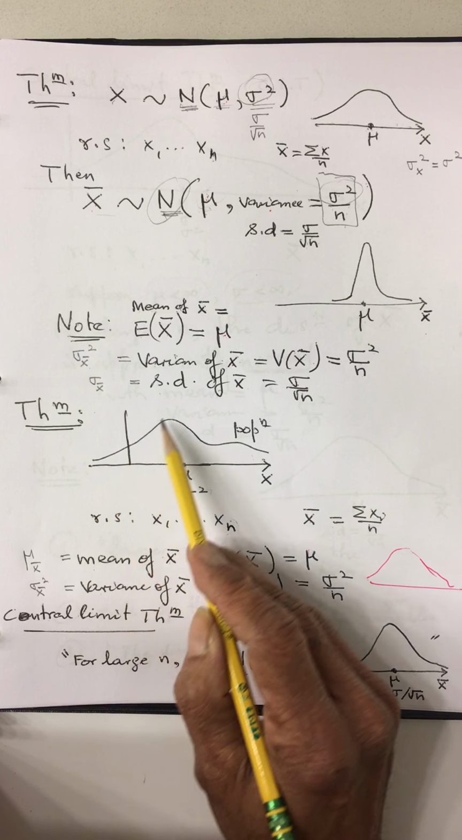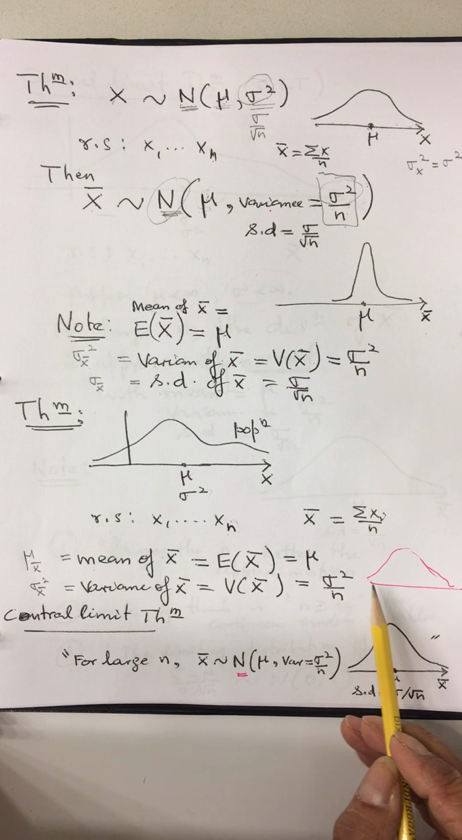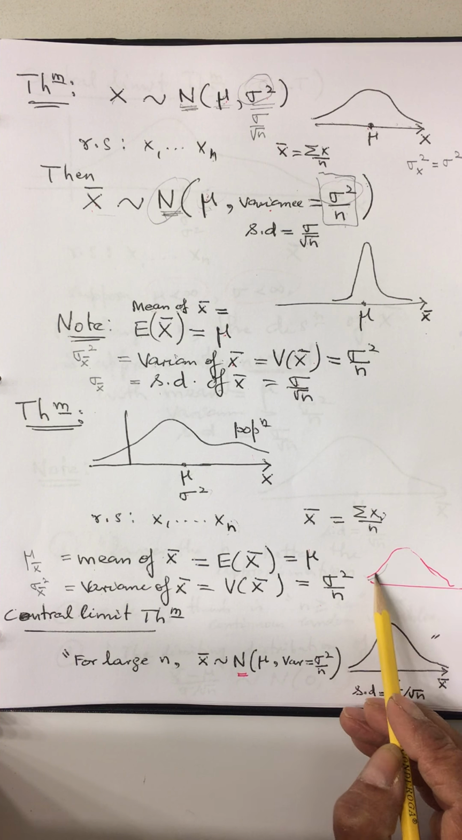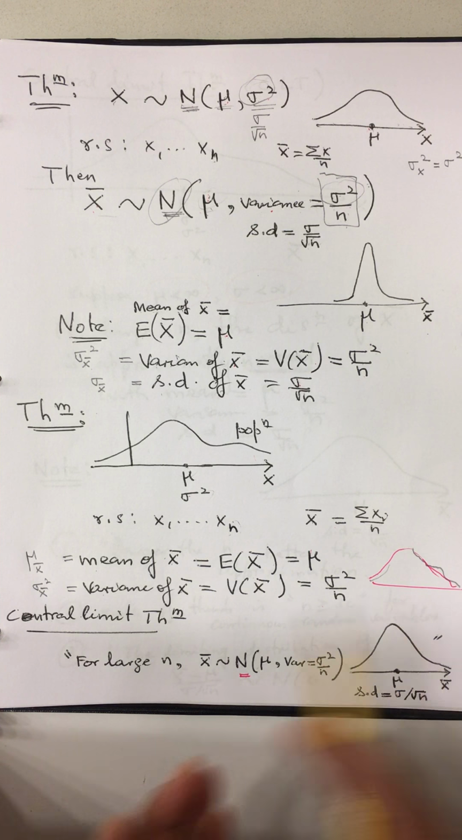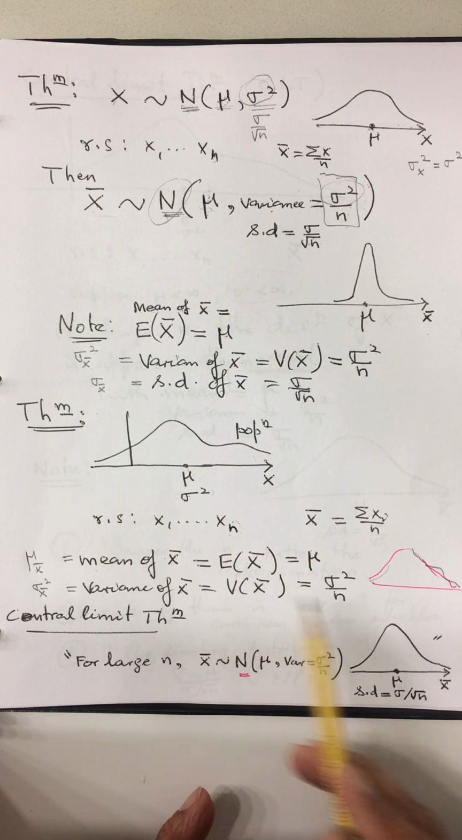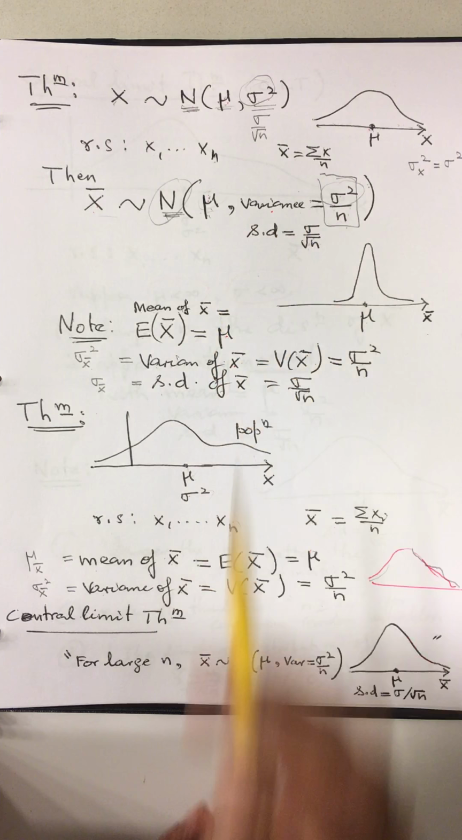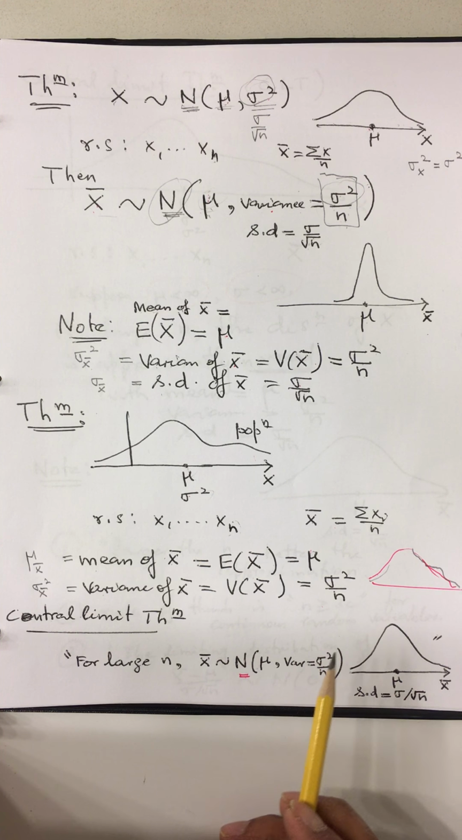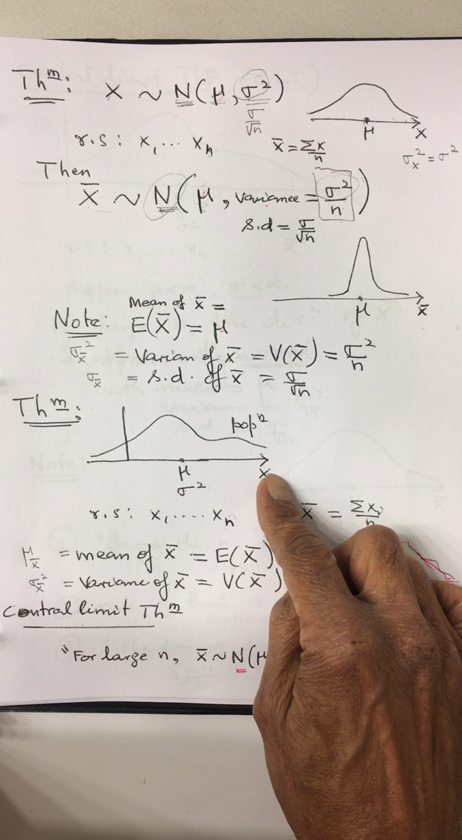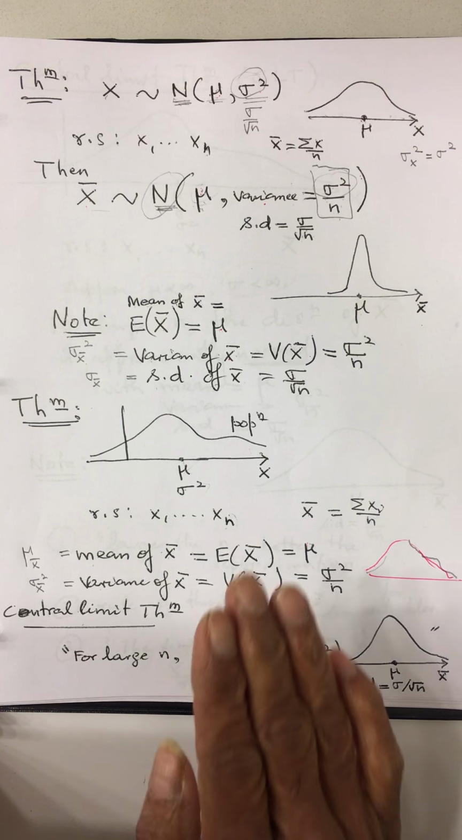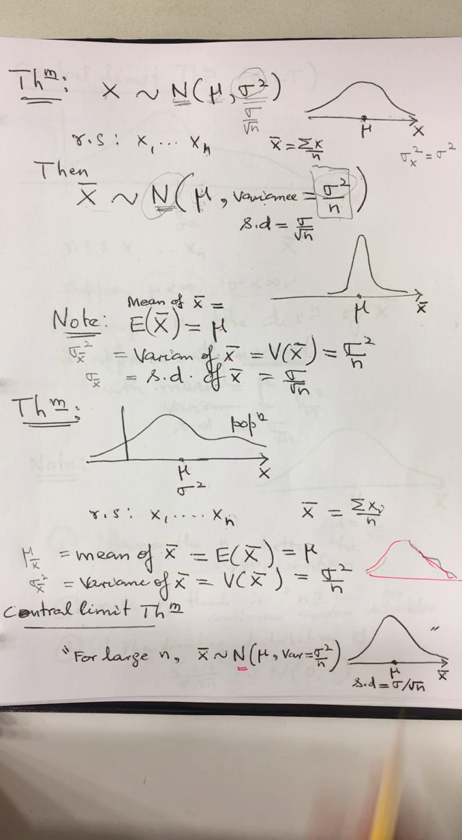Since this is not normal, it could be something like that with a little bump here, whatever. But it's not normal. But the mean and the variance will follow the same thing. All right, so that's that. So the next part of the theorem is the important part. Over here, it doesn't matter. This could be discrete, this could be continuous or whatever. But as long as this is the case, this is good.